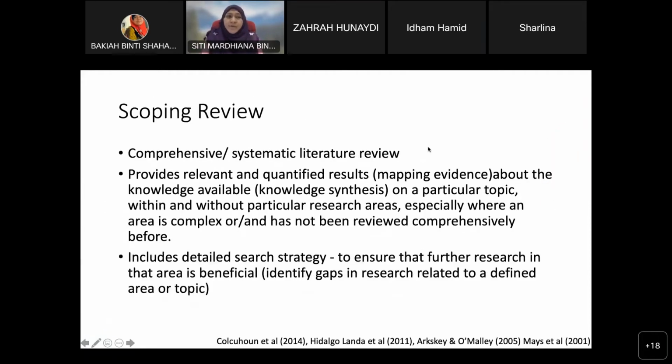So for scoping review, similarly to systematic review, it involves a comprehensive and systematic literature review, and it provides relevant and quantified results where it maps the evidence about the knowledge available on a particular topic within and without the particular research areas, especially where an area is complex and has not been reviewed comprehensively before. And similarly to the systematic review, it also includes a detailed search strategy to ensure that further research in the area is beneficial, where it is able to identify the gaps in research related to a defined area or topic.